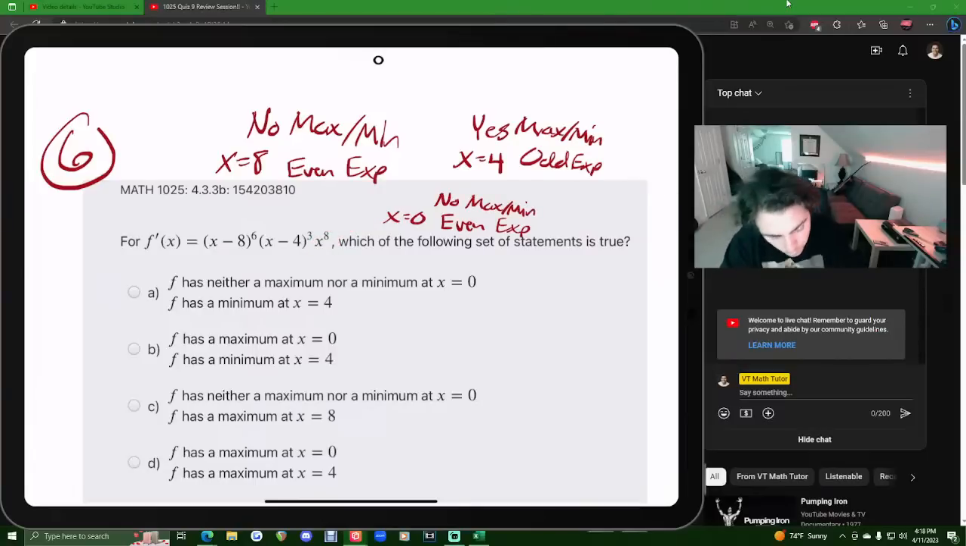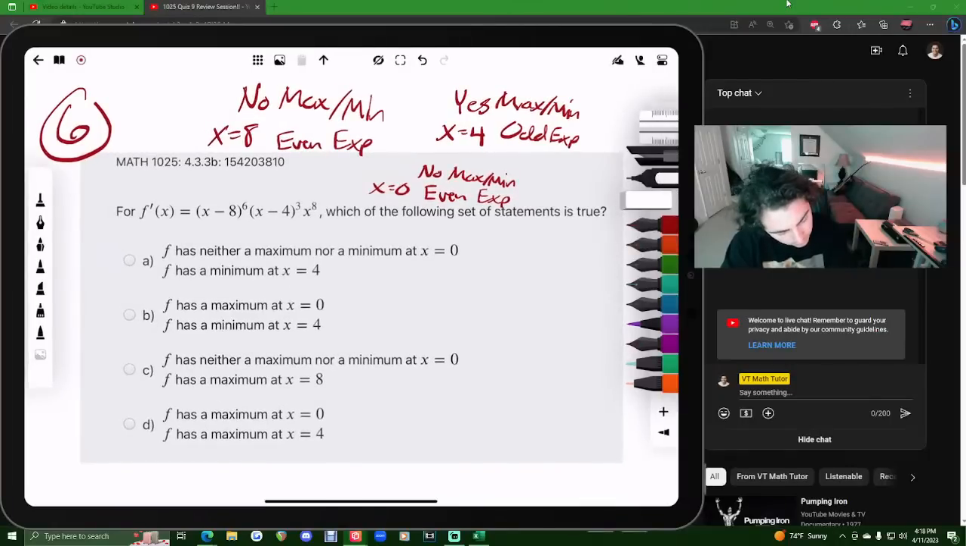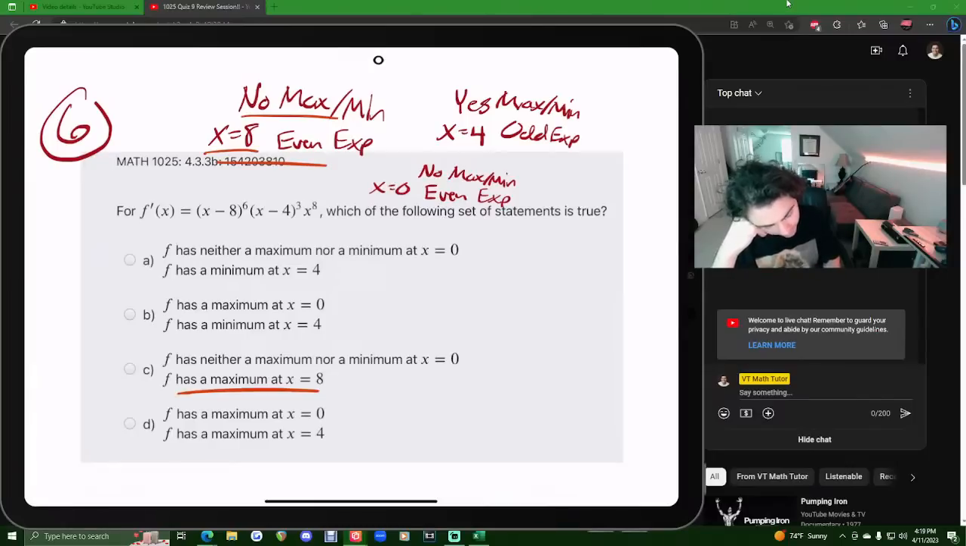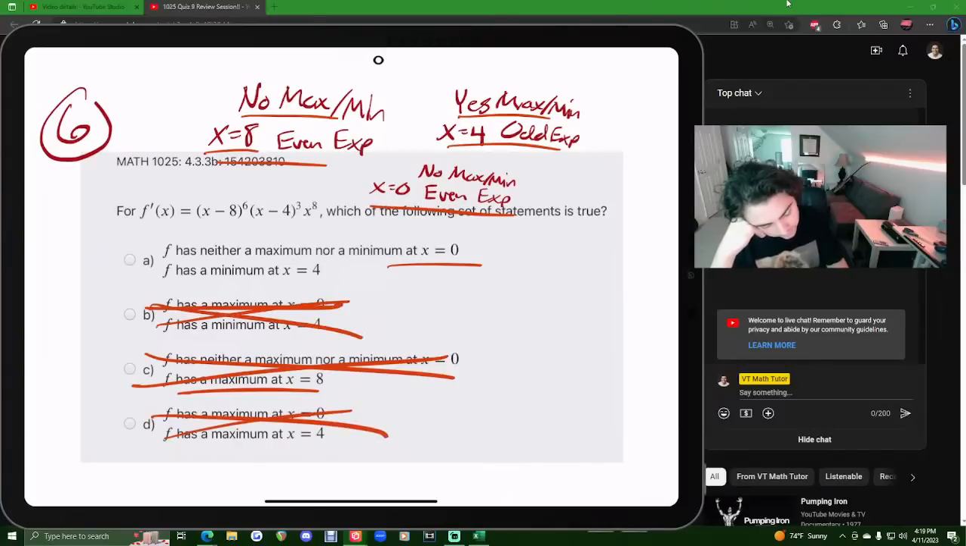Okay, so using just this, let's see if we can eliminate some options and find the right answer first. So x equals 8 should not have a max or min. Do they have anything on 8? They say max at 8, so that can't be right. Let's try, there should be a max or min at 4. Okay, that doesn't help us. For 0, there should not be a max or min, so neither a max or min at 0. This says max at 0, that's wrong. This says max at 0, that's wrong. So just by process of elimination, we can actually tell that A is our answer.